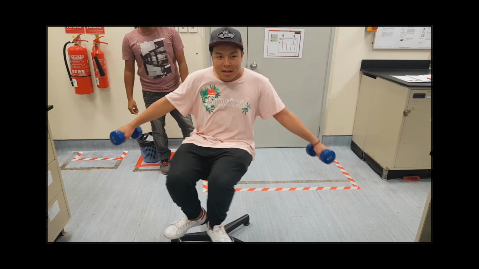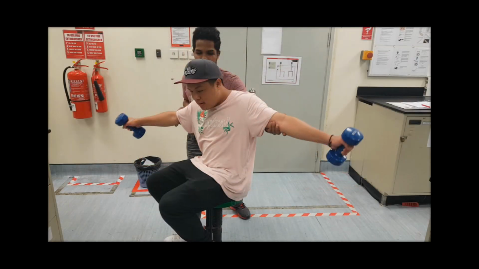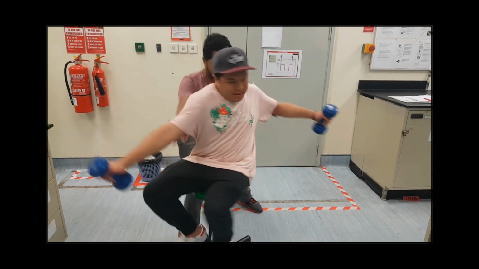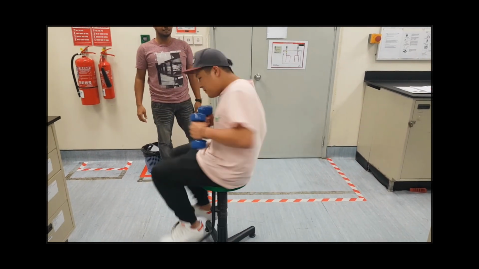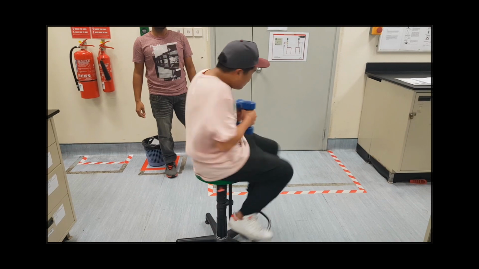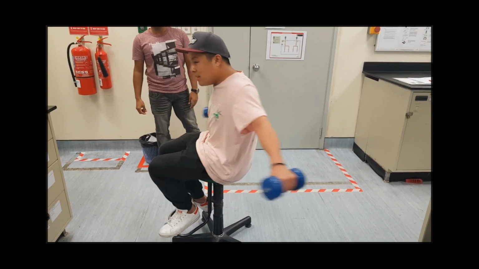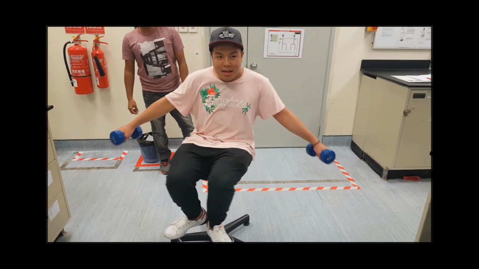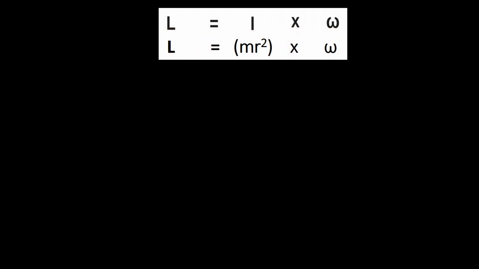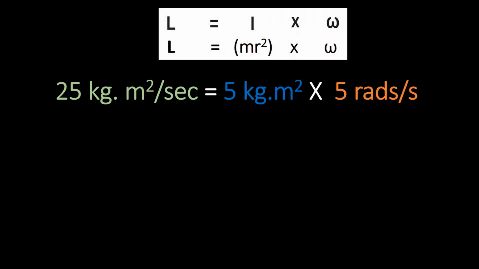Let's watch the video again. For example, let's say in the previous video, the angular momentum is equal to 25 kg meter square per second, which is a product of 5 kg meter square times 5 radians per second.